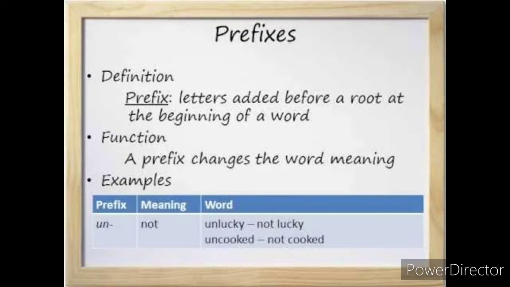The same way, uncooked. Cooked is changed by adding the prefix un, then totally the meaning of the word is changed as not cooked. So that is known as prefix, children. So prefix is the letters added before a root word, that is the beginning of the word, to change the word's meaning completely. So that is known as prefix, children.